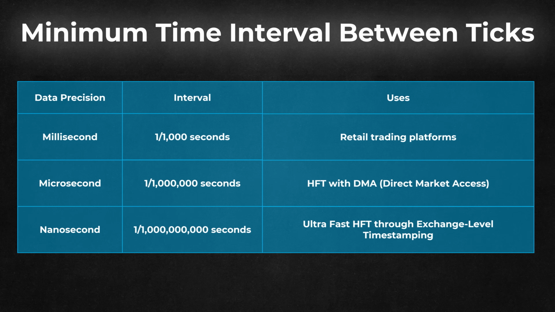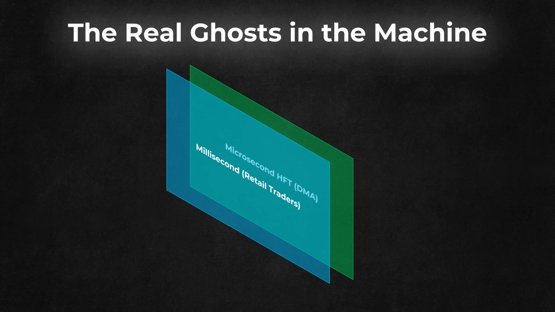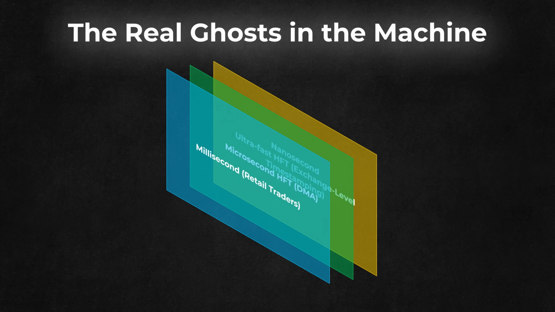High-frequency trading firms have direct market access, and they can see the market with much greater resolution, usually at the microsecond level. Ultra-fast high-frequency trading firms have access to exchange-level timestamping, and that allows them to see order flow with nanosecond precision. The point here is that there's a whole lot of market activity that happens in between the ticks you see in your price chart.